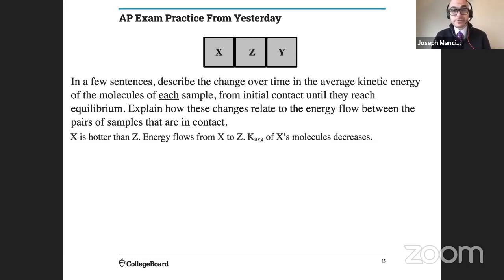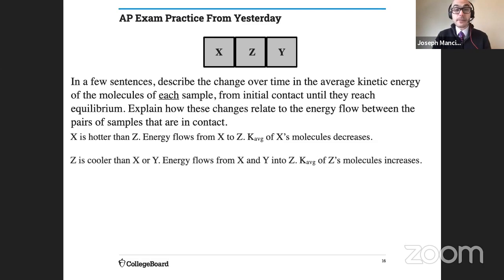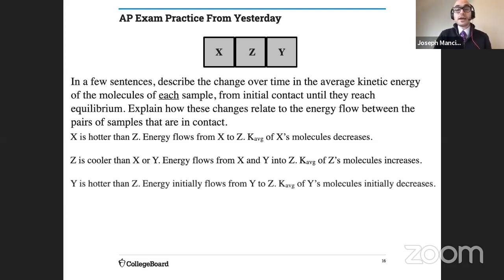The kinetic energy of X's molecules decreases because they're going slower, they cool off. Block Z is cooler than block X or block Y, so energy flows into block Z from those other two, and the kinetic energy of block Z's molecules increases. Block Y is hotter than block Z, so initially energy flows from Y into Z and the kinetic energy of Y's molecules decreases.